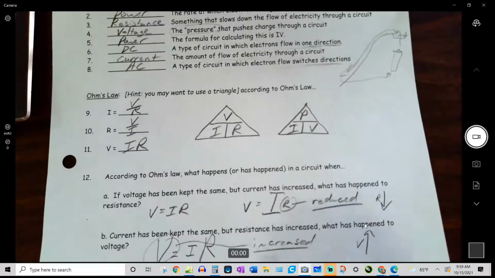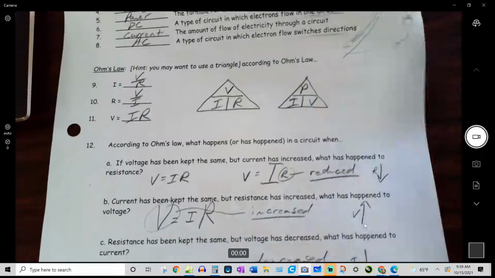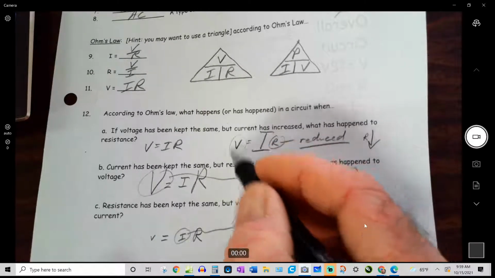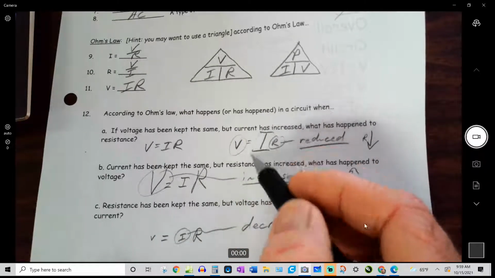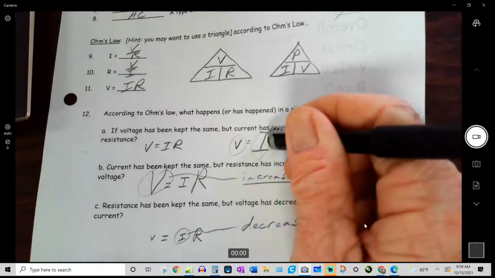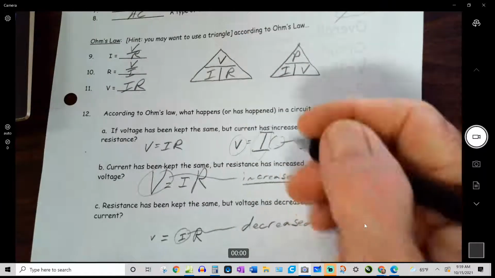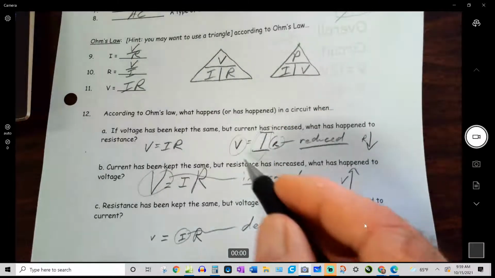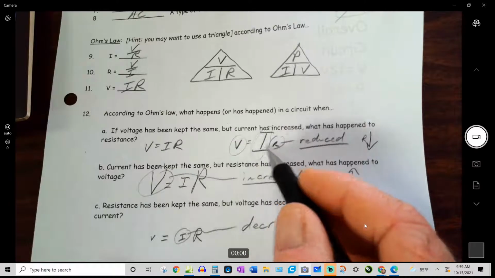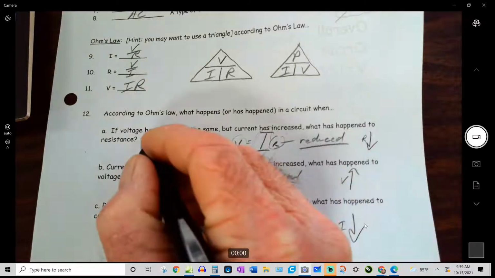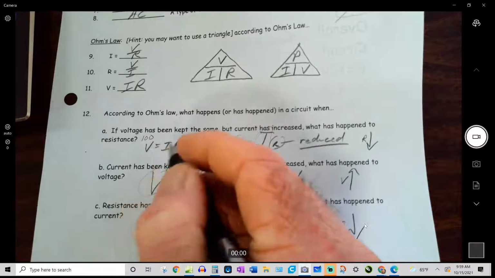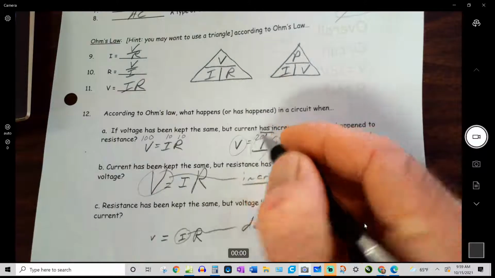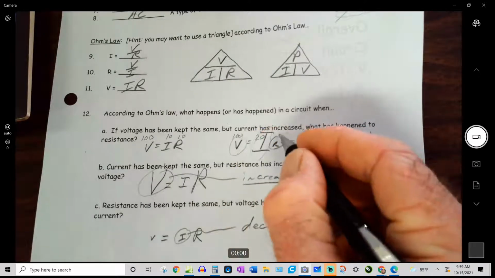Number 12, a lot of people missed these in the other class. There were only 2 or 3 people who got them all right. So voltage is kept the same. Here's voltage, it's the same. The current is increased. What has to have happened to resistance? It has to get smaller. So if you keep that the same, you make this bigger, this has to get smaller. If I put in numbers for this, let's just say voltage is 100, and each of these is 10. So if I make this 20, and I keep this at 100, this now has to be 5.